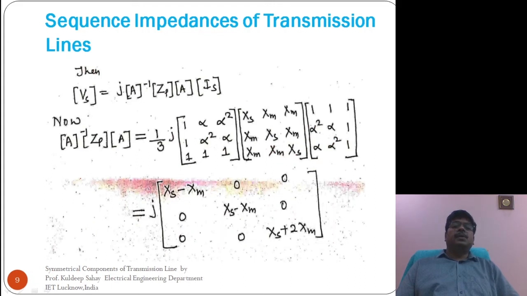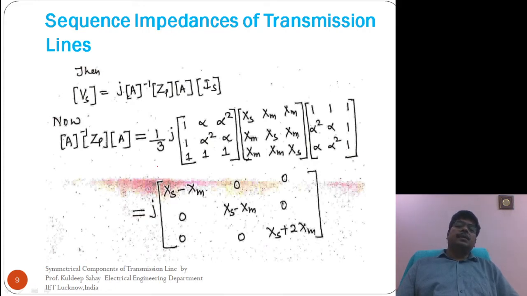Now A inverse ZP A can be written as follows, because we already know A inverse is one third times 1, alpha, alpha square; 1, alpha square, alpha; 1, 1, 1. And ZP is equal to j times Xs, Xm, Xm; Xm, Xs, Xm; Xm, Xm, Xs. And matrix A has first row 1, 1, 1, second row alpha square, alpha, 1, third row alpha, alpha square, 1.